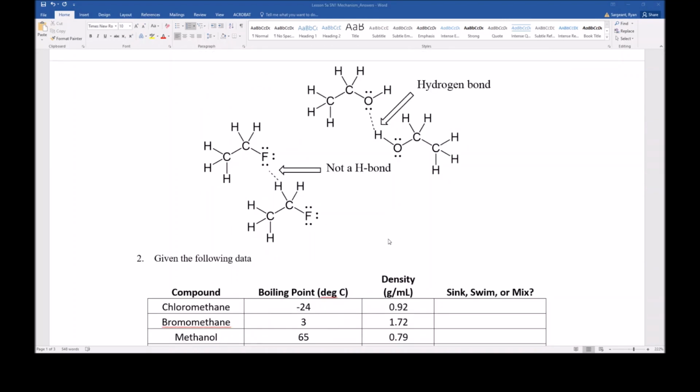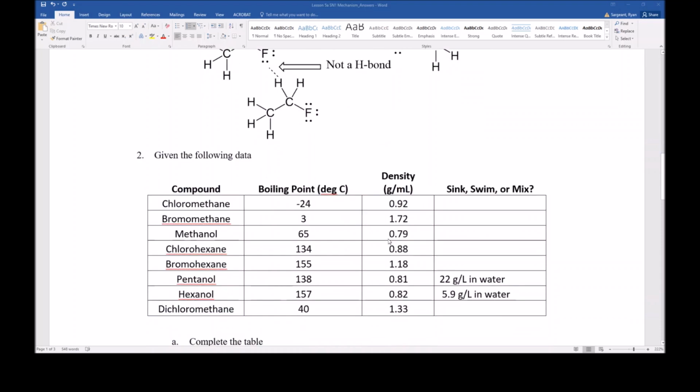Let's now expand our data table to look at a lot more compounds. So you'll see over here a variety of different alkyl halides mixed in with some alcohols, in no particular order at all. And what I have here are boiling point values, and you'll notice that the highest boiling point values correspond to hexanol. Well, that's an alcohol, and that makes sense. It has the hydrogen bond interactions.